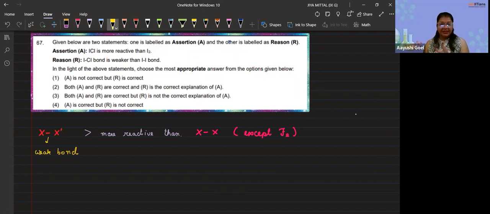And in the case of normal halogen compounds, the bonds are slightly stronger. Therefore, they take more energy to break down, and so in comparison to interhalogens, they are less reactive. So technically, we can say the interhalogens are more reactive than normal halogen compounds.